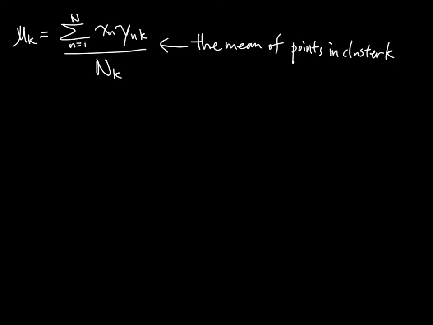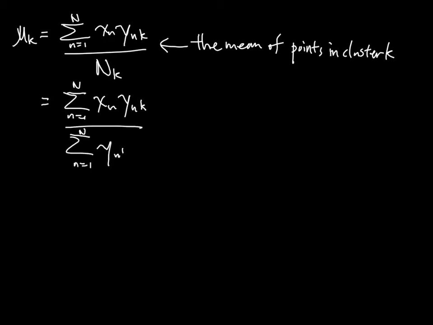Okay. Or to expand, we get the summation over n equals 1 of gamma nk times xn, over the summation over n equals 1 of gamma nk. So this is where the name k-means came from, because right now we're calculating the mean, and intuitively we calculate the mean of all the points to minimize our distortion measurement every iteration.